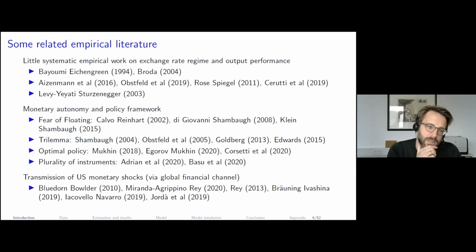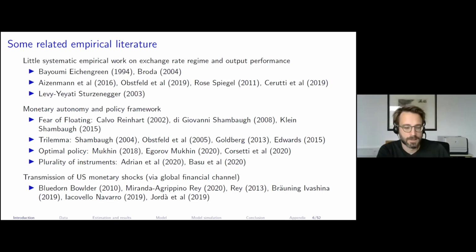Of course, this relates pretty much to stuff which has been presented here about monetary autonomy and the framework and the set of instruments you use to stabilize open economies. So I can't do justice to all this work. And finally, this also relates to the work on the transmission of US monetary policy shocks via the global financial cycle. But we think it's interesting here to study the case of Europe, because arguably you would have thought from the beginning that Europe is different from the US.